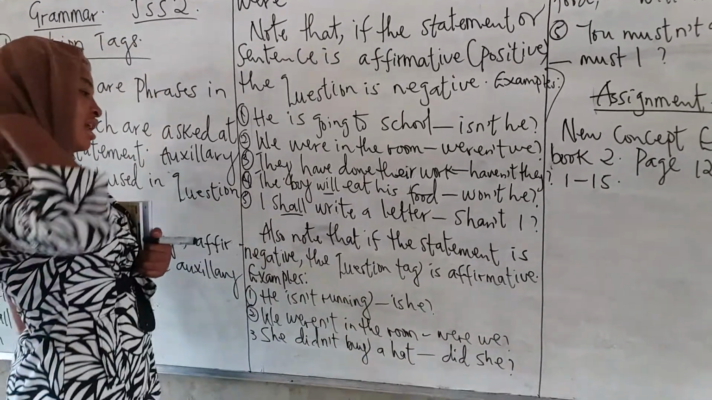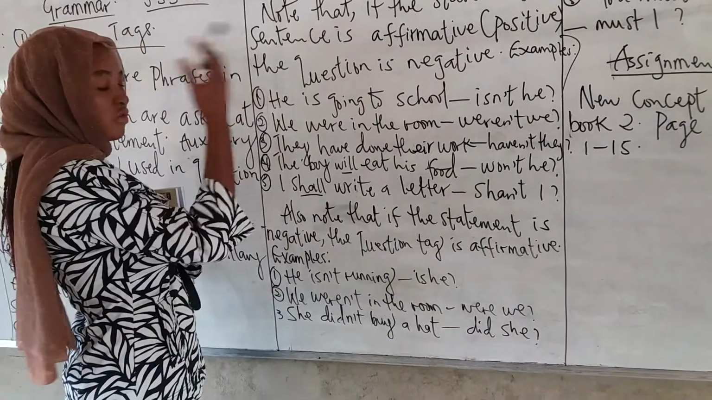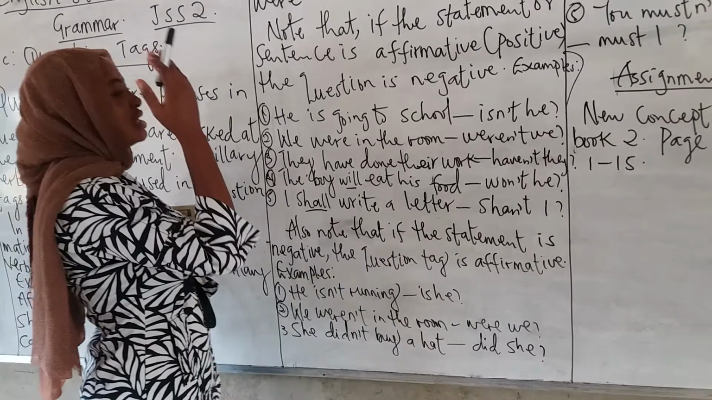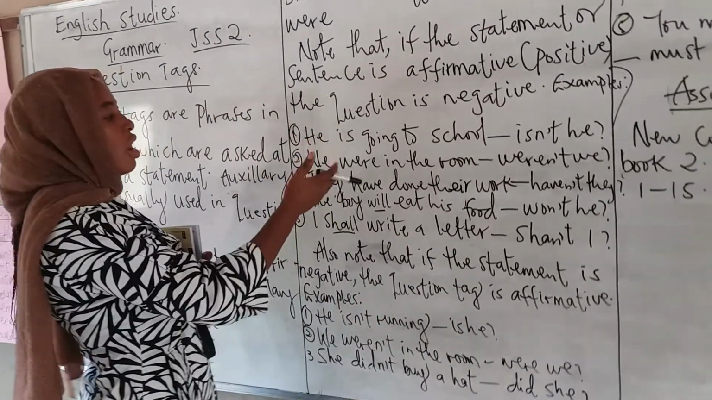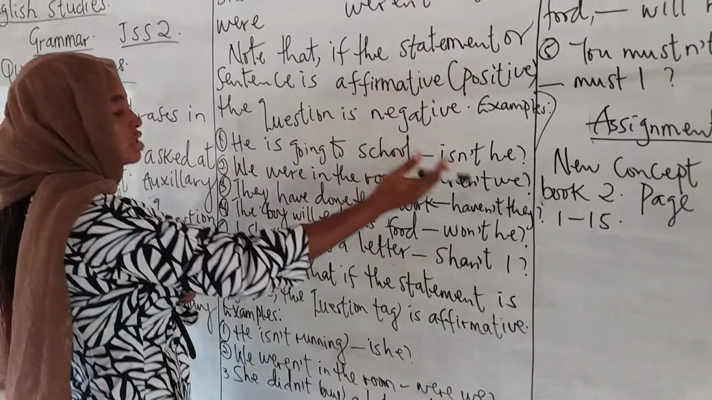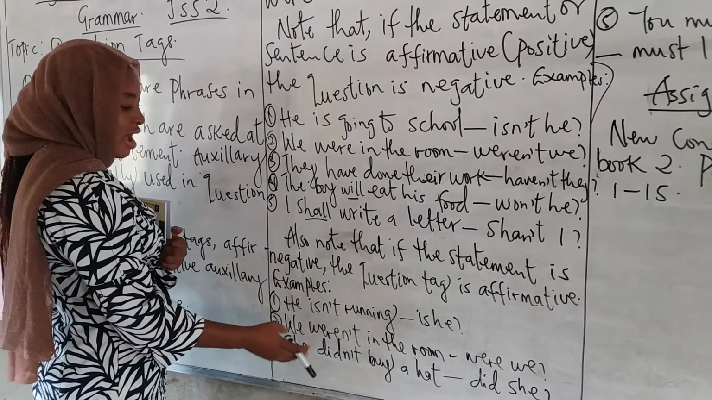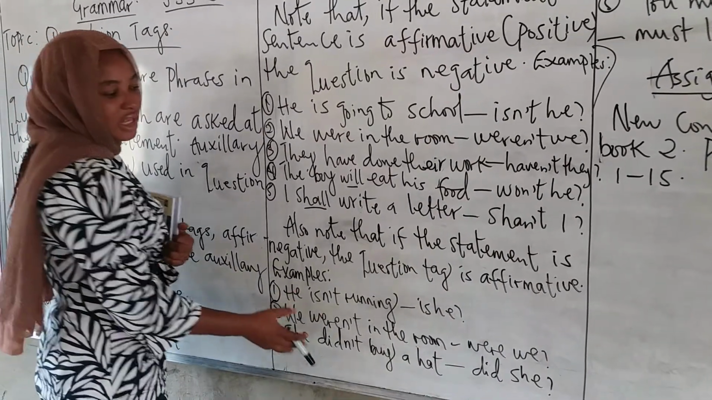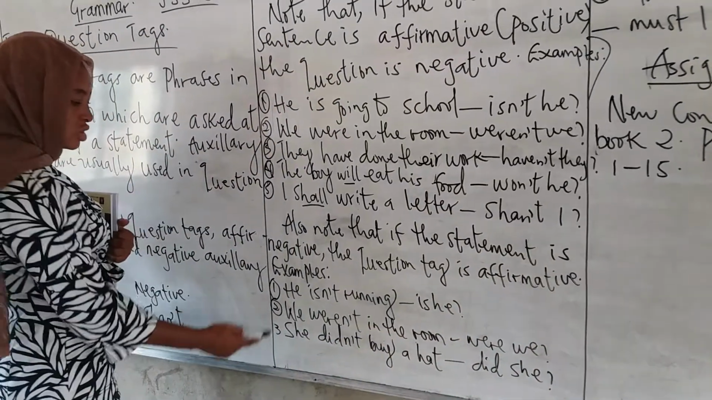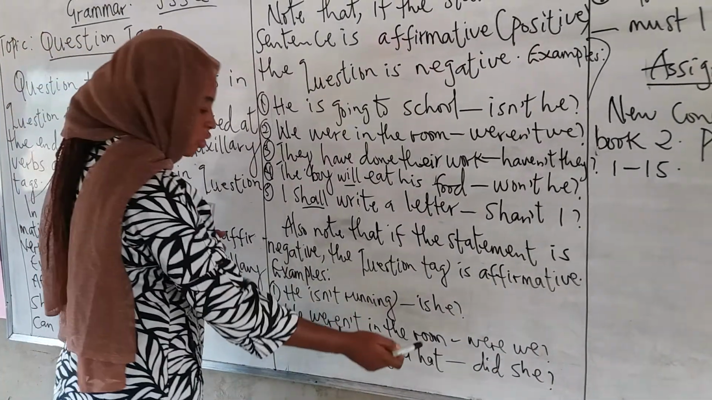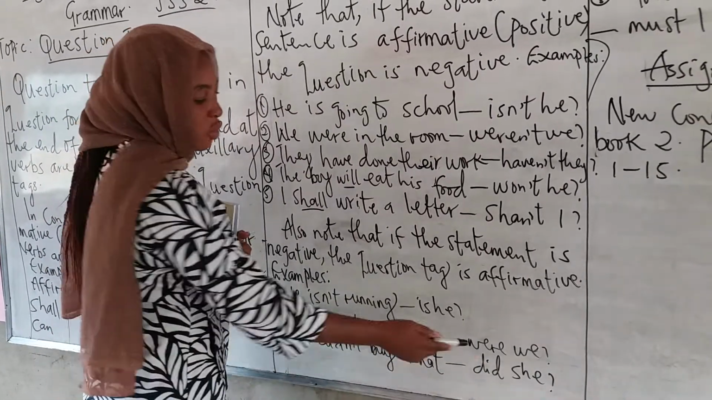Like I said, the rules guiding question tags: the first one is, if the sentence is in positive, like what we have on the board, the question tag will be negative. If the sentences are written in the negative, the question tag will be positive. Is that clear? Sentence 2 says, we wear it in the room. The question tag here is weren't we?